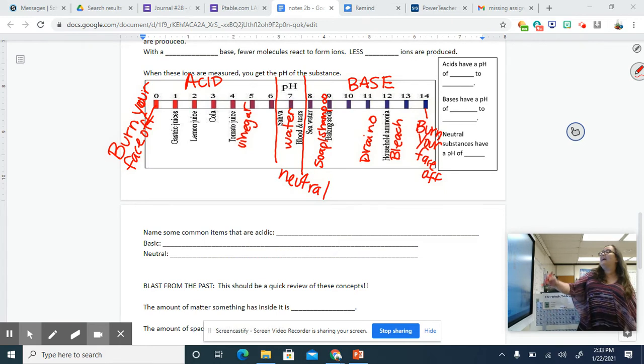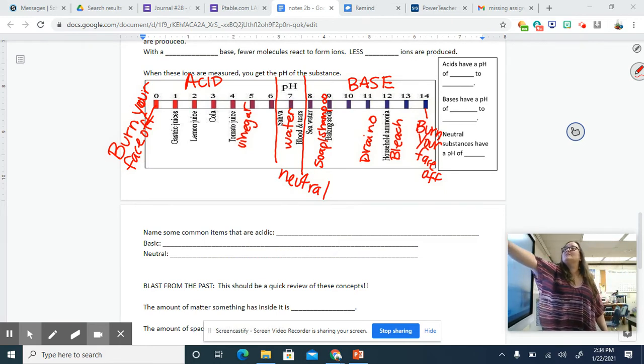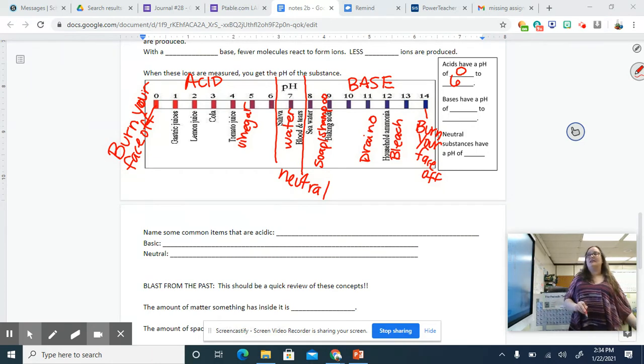Now, what do you need to know? Acids have a pH of, well, let's look at our chart, 0 to 6. So if it has a pH between 0 and 6, it's an acid. Bases have a pH of 8 to 14. And neutral substances have a pH of 7.